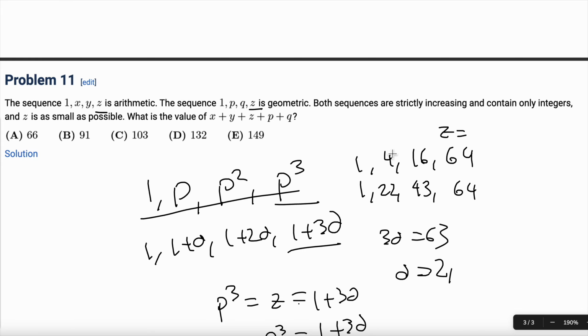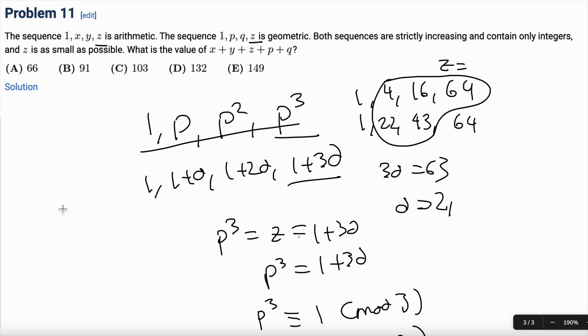And so we want to find the sum of these 5 integers. So 4 plus 16 plus 64 plus 22 plus 43, so these two are going to be 20. 64 plus 43 is 107. And 107 plus 22 is 129, so plus 20 is 149, so our answer is E.